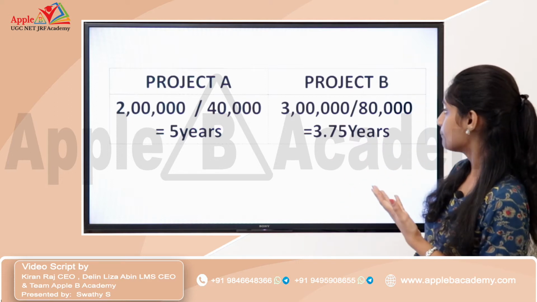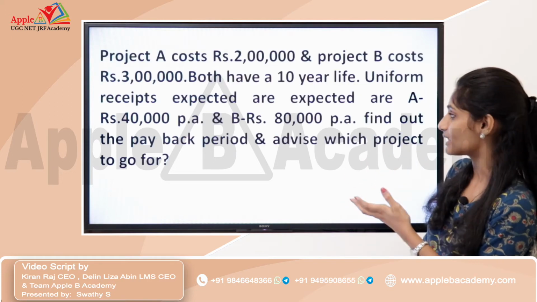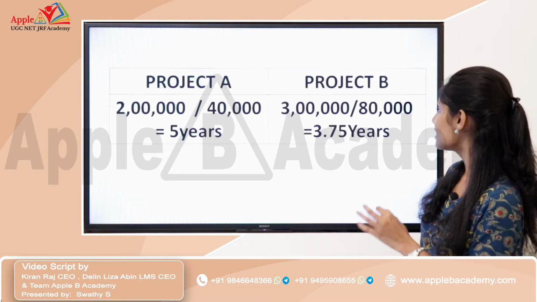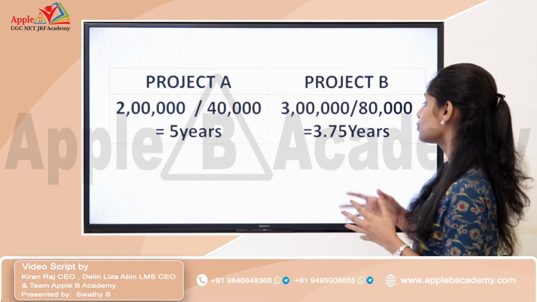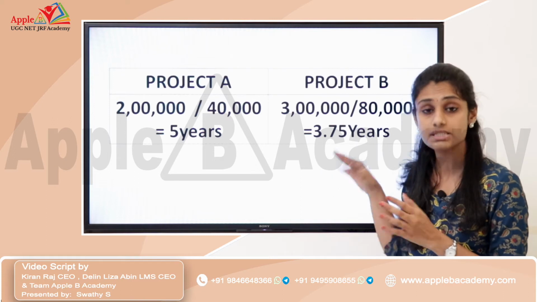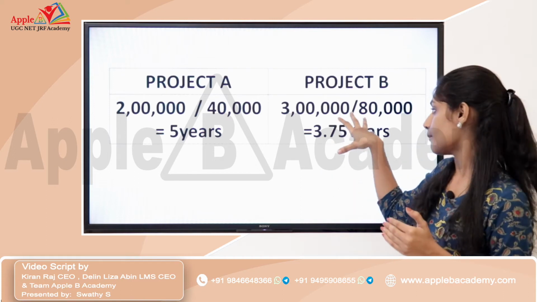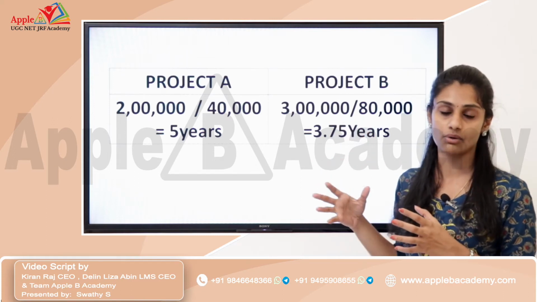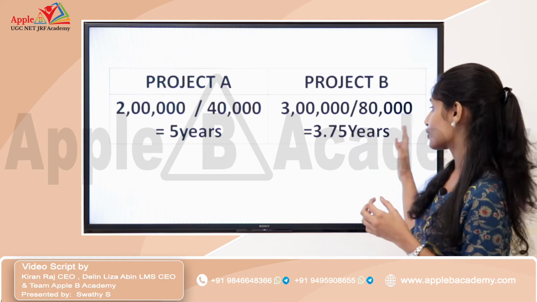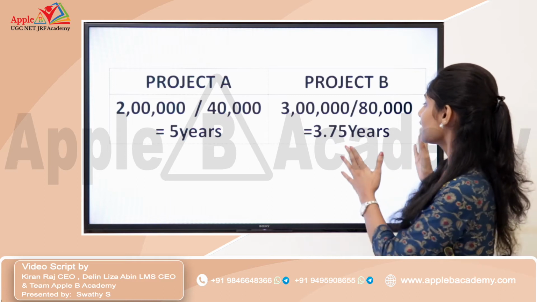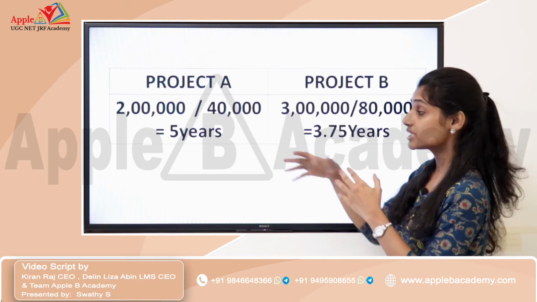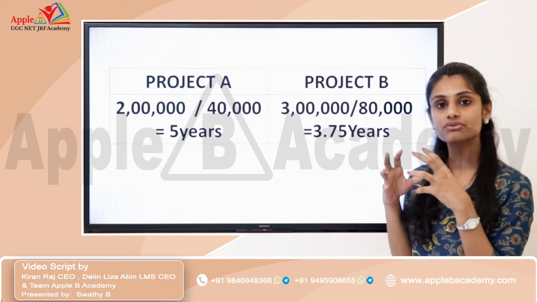Coming to project B, the total investment was 3 lakh and the annual cash inflow was 80,000. So 3 lakh divided by 80,000 will give you 3.75 years. That means you need only 3.75 years to get back this 3 lakh. So in such a case, we will always go for project B. See, here we need much fewer years compared to project A. Project A needs 5 years, but project B only 3.75 years.